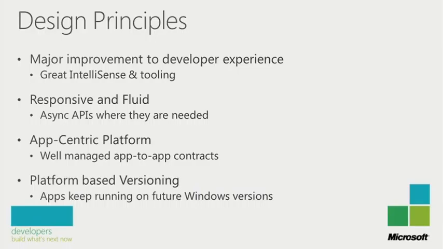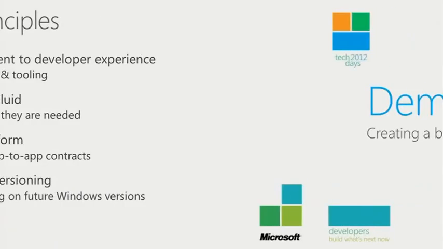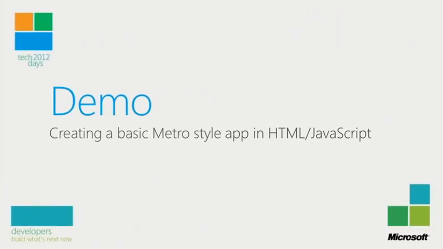So something that works on 8 will work on future releases. That's the idea of platform-based versioning. And we'll talk about how that's accomplished in the operating system later. So let's get started by creating a very small, simple JavaScript application.